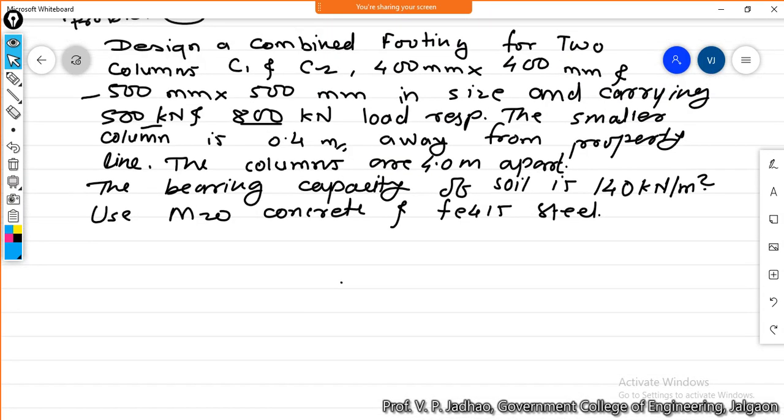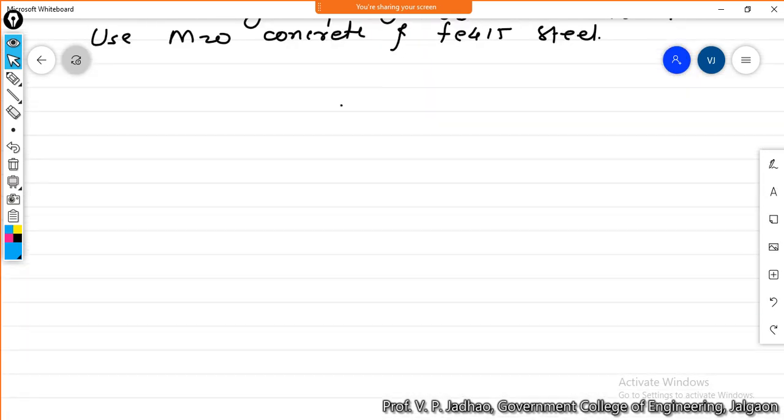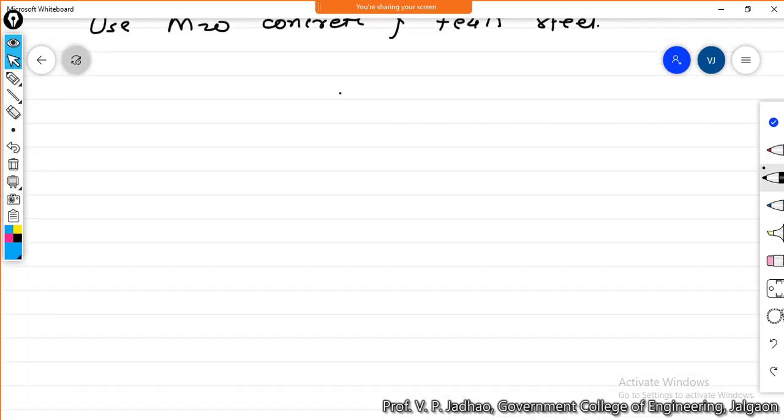And we have to design this particular footing, which is having two columns C1 and C2, and carrying a load of 500 kilonewton on C1 and 800 kilonewton on C2. Okay, so we have to solve this particular problem. We'll start with the given data. So step 1 is given data.